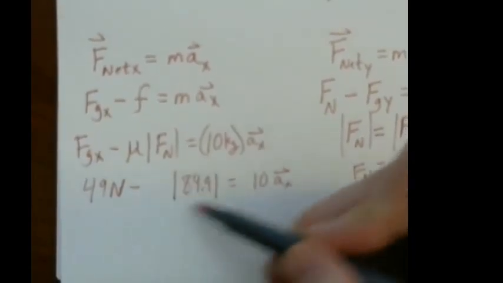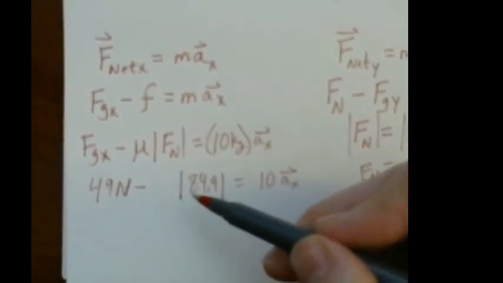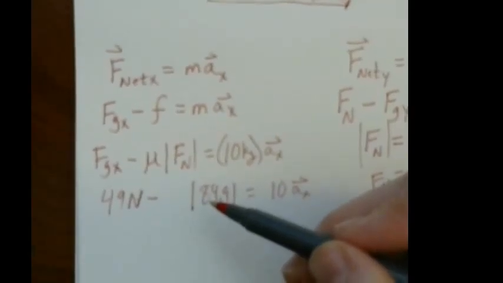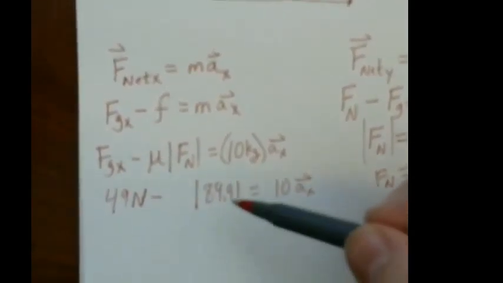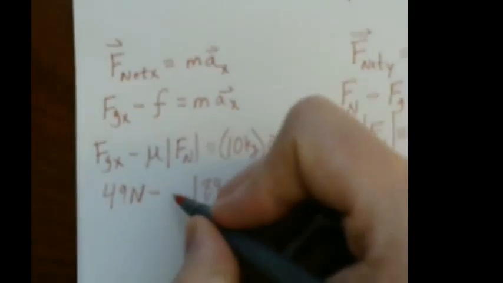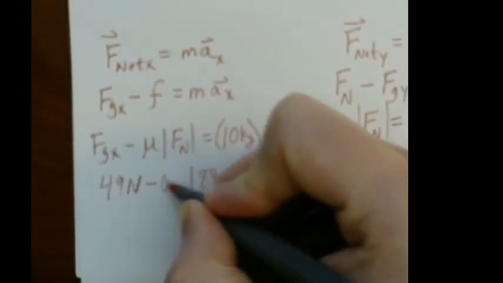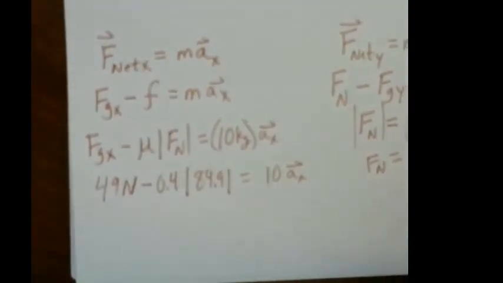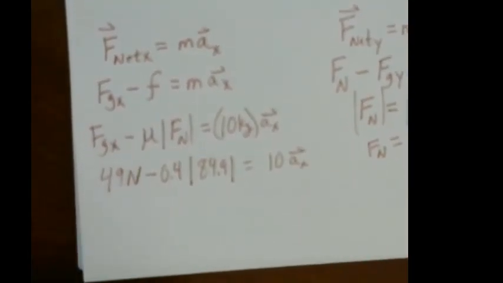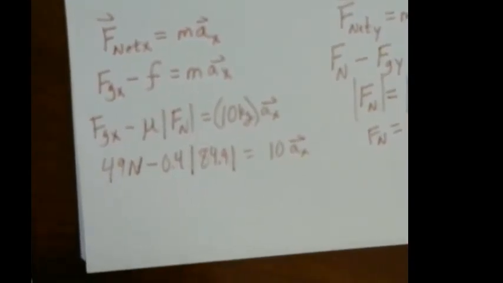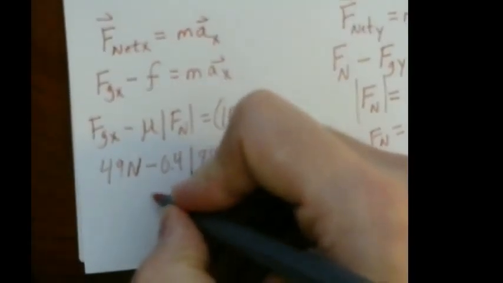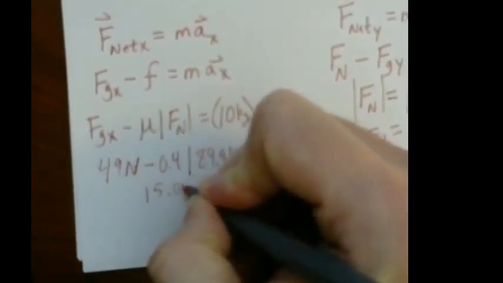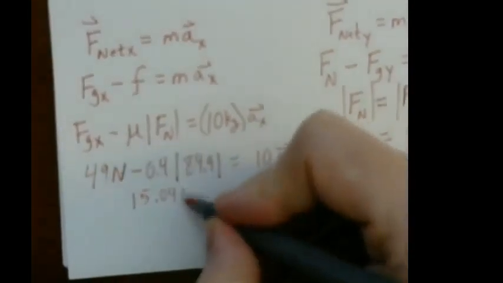So if this 49 is larger than our force of friction, static-wise, then it will accelerate down the hill, at which point we know it is moving, so the static friction doesn't work. So we're going to try the static friction first. Put in 0.4, see what happens. 49 minus 0.4 times 84.9 gives us a value of negative 15.04 newtons.